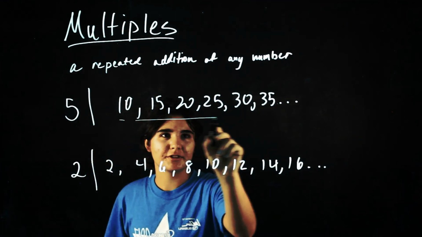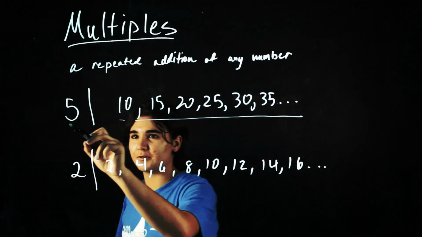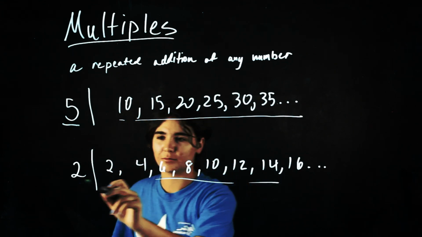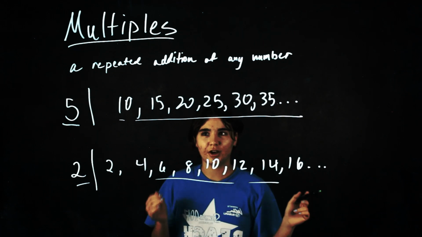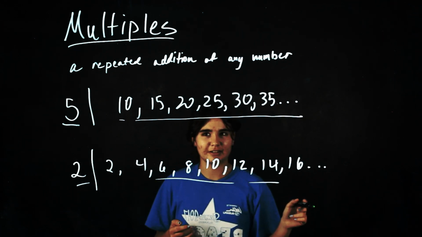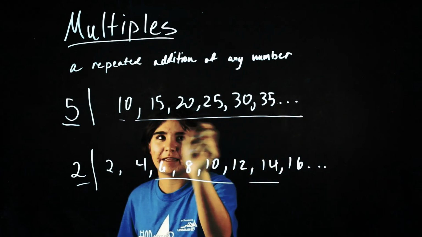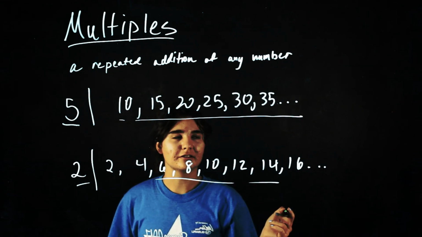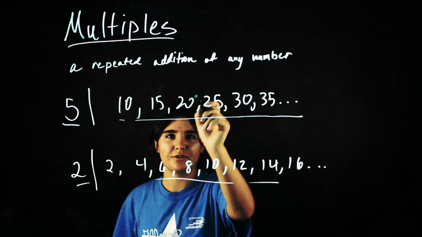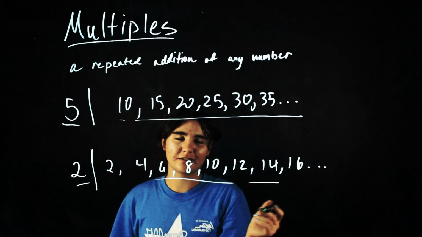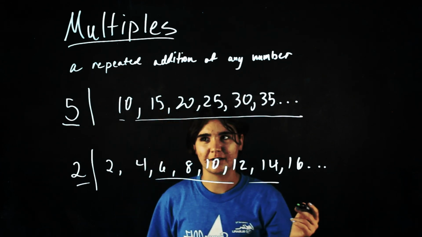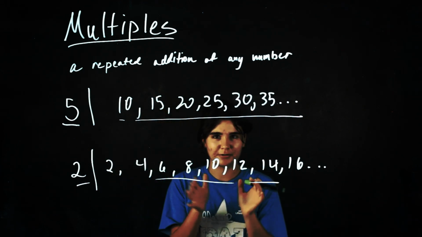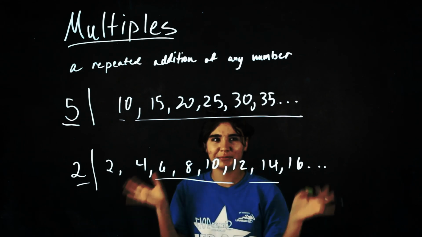All of these numbers are multiples of 5. And all of these numbers here are multiples of 2. So what makes them multiples is that you can divide these numbers by 5 and you get a whole number, without a remainder. So you could do 20 divided by 5 is 4. It's not like 4.27 or something. Or 30 divided by 5 is 6. It's just a nice, round, juicy, beautiful number.